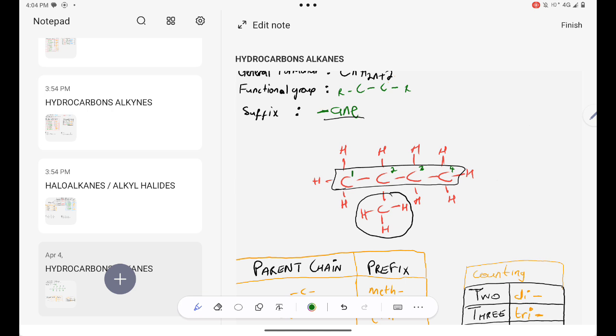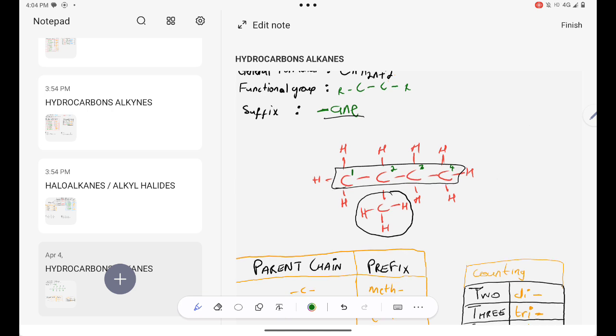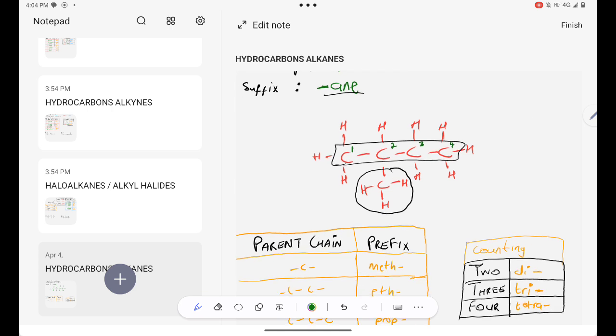And whenever I write down the IUPAC name of this compound, I must start by mentioning the substituents or the side chain. So this will simply be 2-methyl, and then after naming the side chain, I must deal with the parent chain. How many carbons do I have on my parent chain? I only have 4 carbons, so this compound will be called 2-methylbutane.